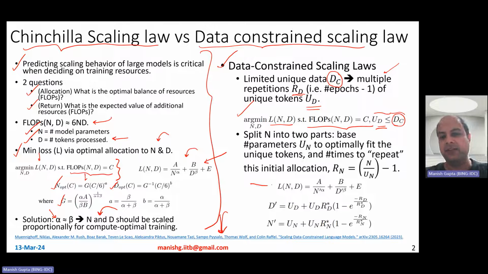So they said that yes, we will do the same thing. We'll use the same form. It's just that rather than using N and D, we'll use N dash and D dash. Now, what is D dash? Well, D dash is a combination of the unique data that exists, UD, plus how much importance I should give to repetitions on data.